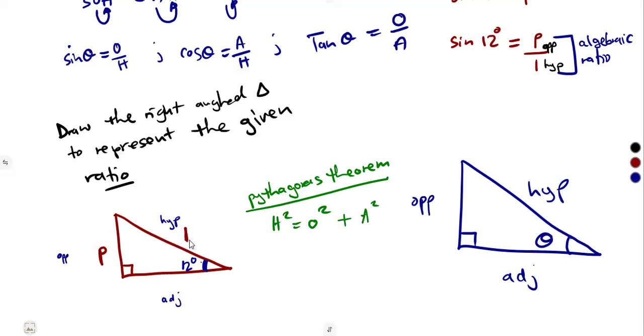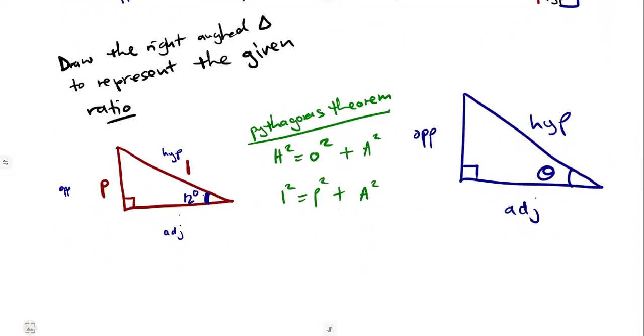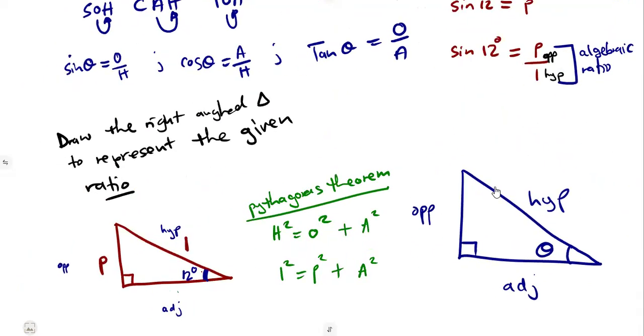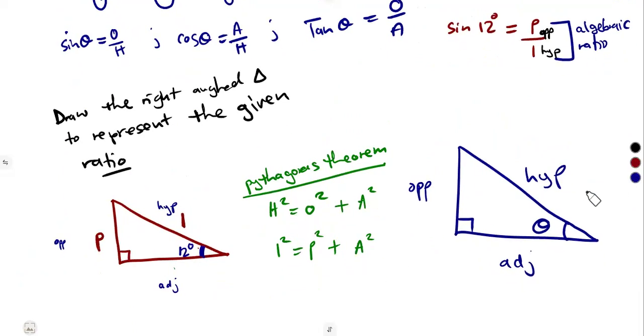So hypotenuse is 1. So 1 squared is equal to opposite. What is our opposite? It's P. Plus adjacent. What is our adjacent? We do not know. It's the one that we need to calculate. So we can find it, but it will be in terms of P. Remember, we're talking about an algebraic ratio. So we must find it in terms of P.